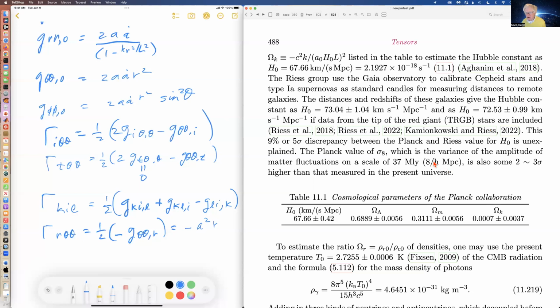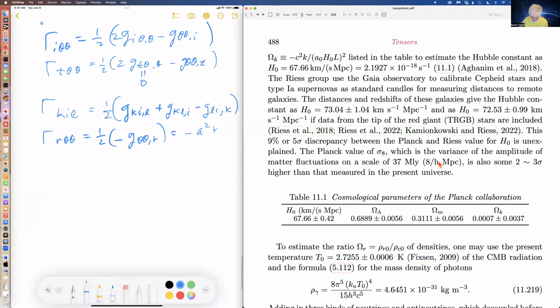By the way, this h, which I should have probably written in italics, is defined this way: H zero is h times 100 kilometers per second per megaparsec. So h is about 3/4, or 0.7, let us say, if we compromise between these two values. h is of the order of 0.7. That's a notation that's used a great deal.